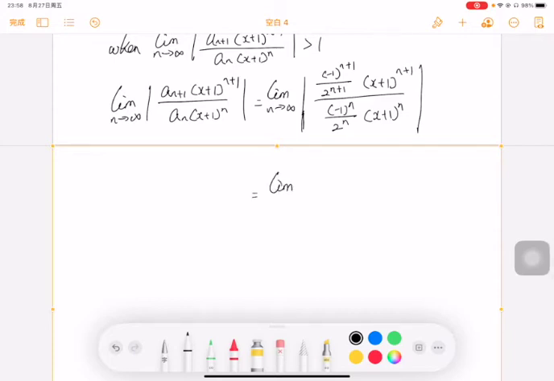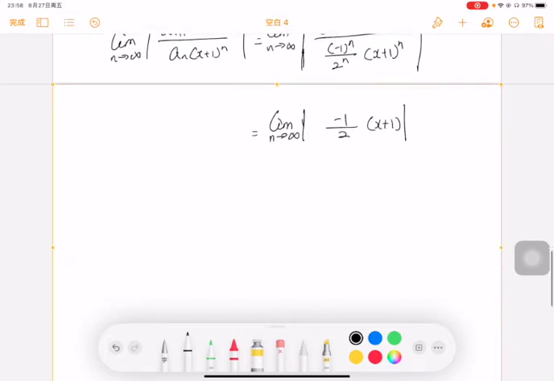Okay, so after canceling out certain terms, we get this equals the absolute value of minus 1 to the n divided by 2 times x plus 1. Because (x plus 1) to the n plus 1 divided by (x plus 1) to the nth, you're left with x plus 1. And then you have 2n divided by 2n plus 1, 2 to the n plus 1, you get 1 over 2. Sorry, my bad, this is not minus 1 to the n, this is just minus 1. So we get minus 1/2 times x plus 1.